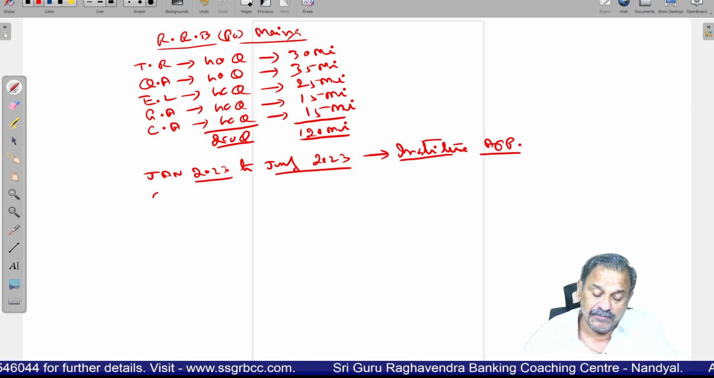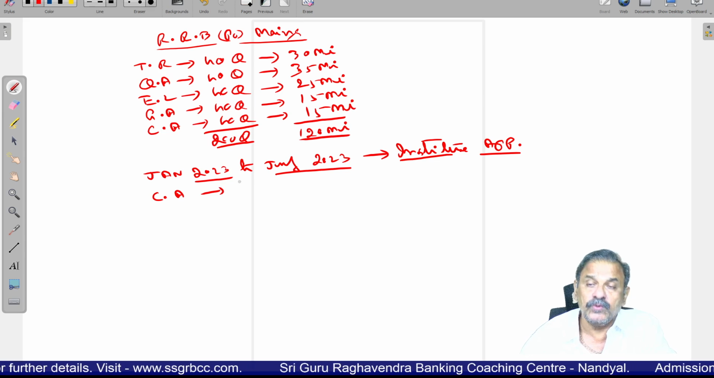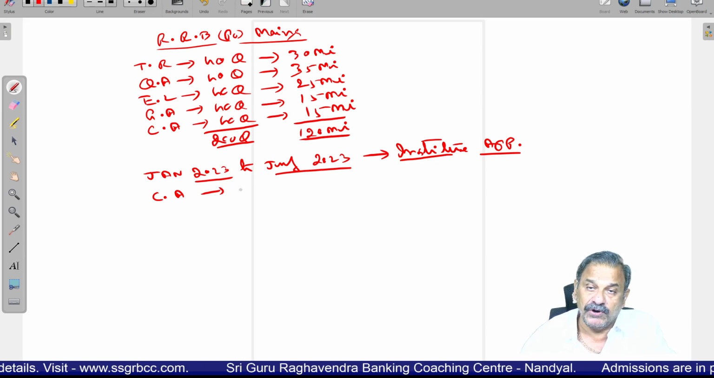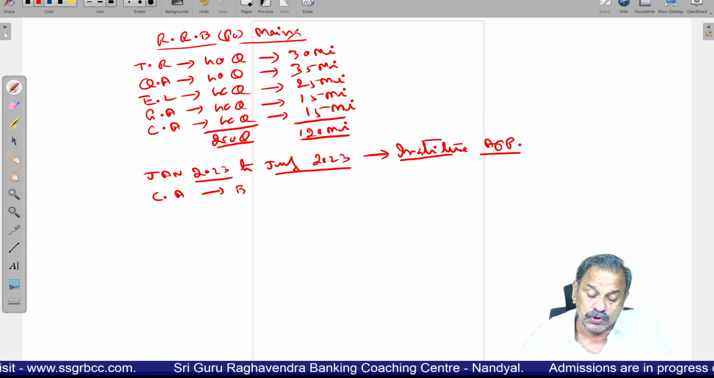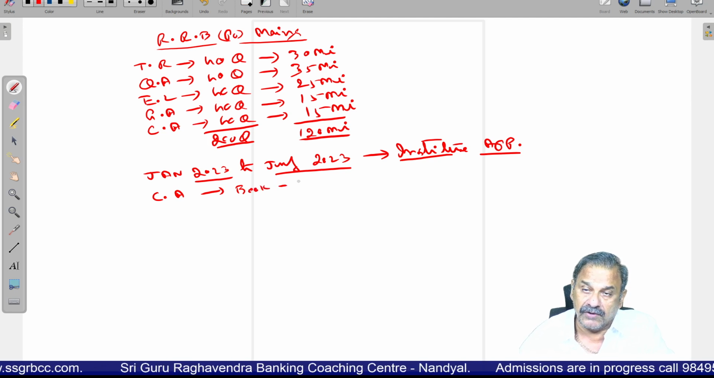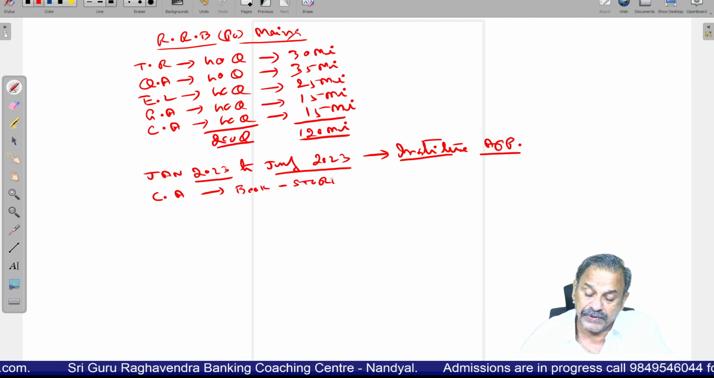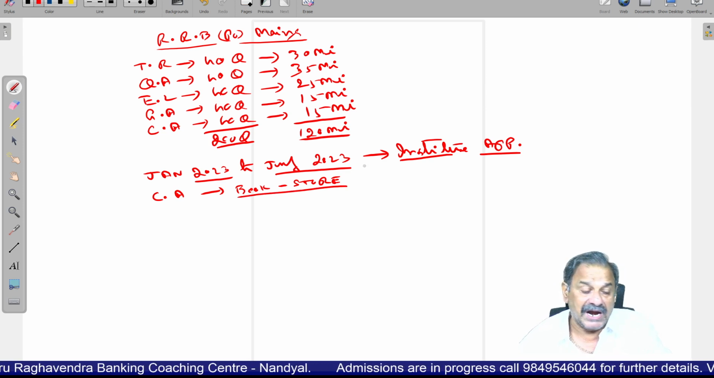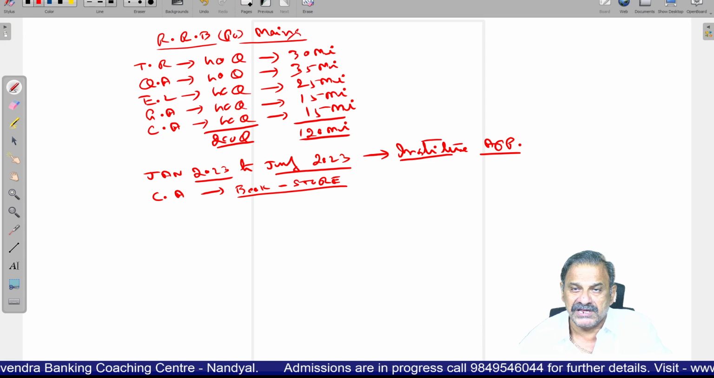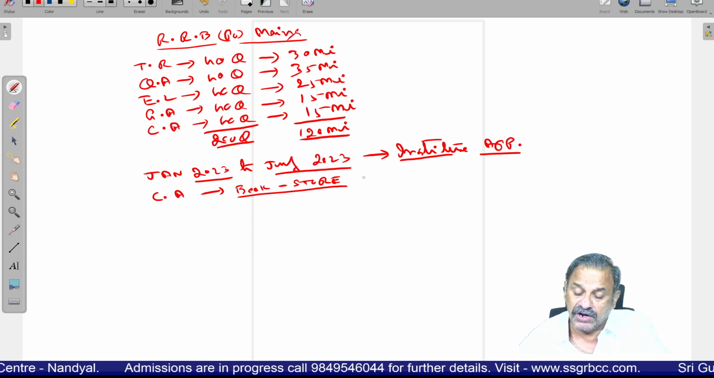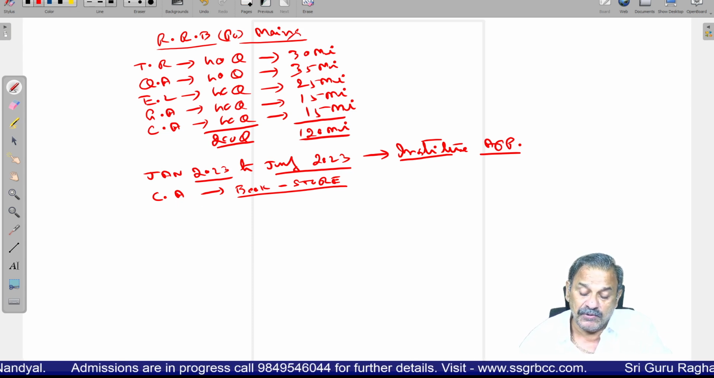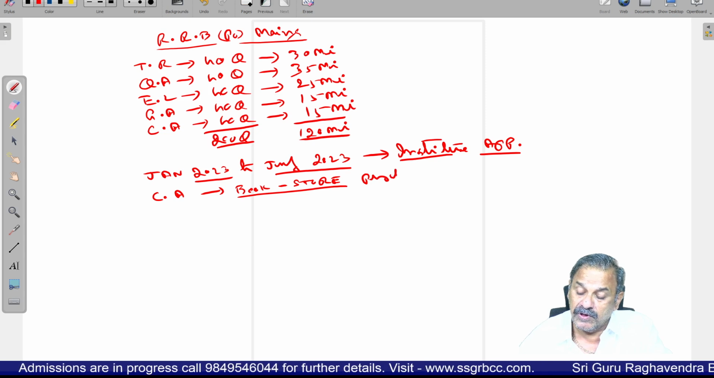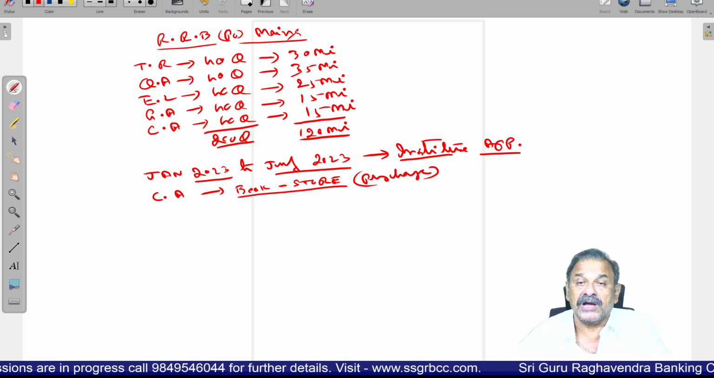Then for computer awareness, you have to purchase the computer awareness book from the bookstore of Guru Raghavendra Banking Coaching Center. This is prepared by the MCA professors, and from this book, nearly 60 to 70% of the questions are coming. We have been observing. So for computer awareness, you have to purchase this book and read it completely.